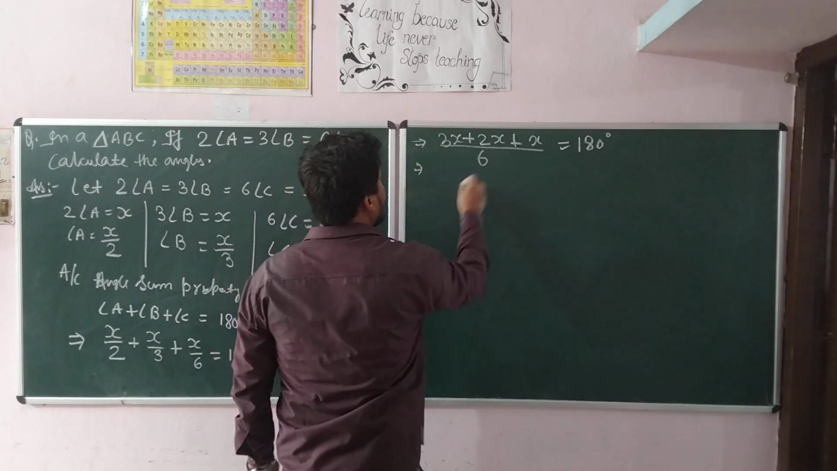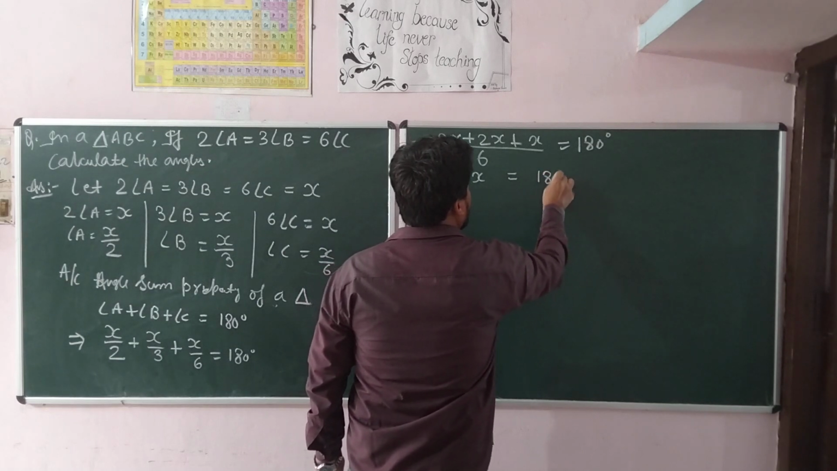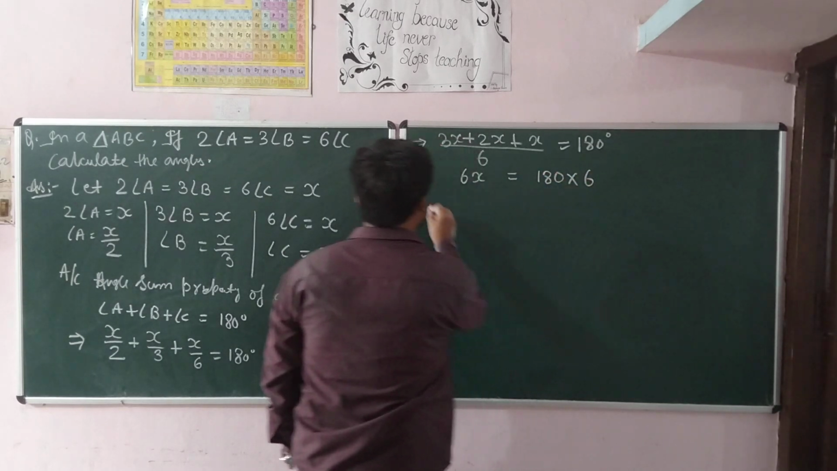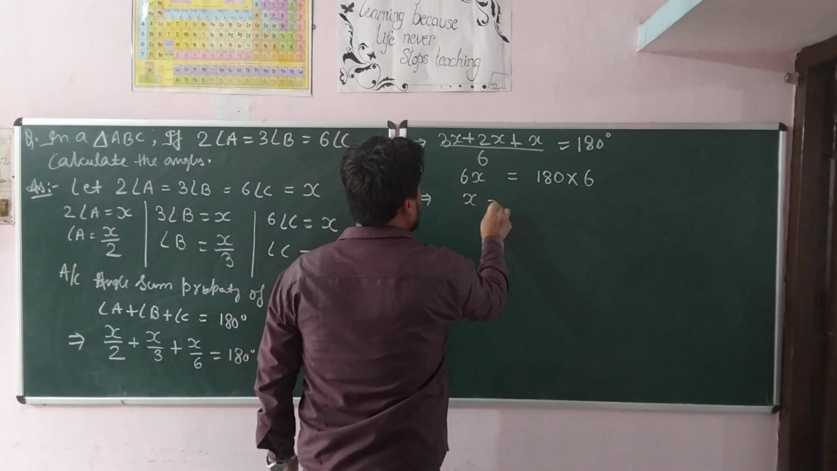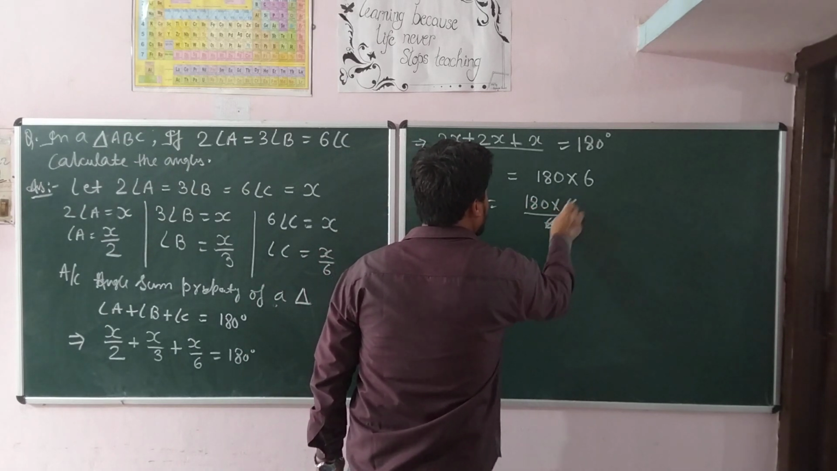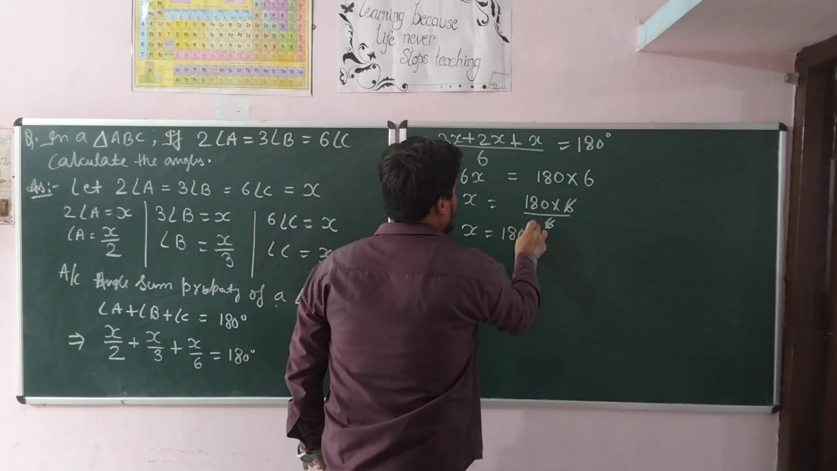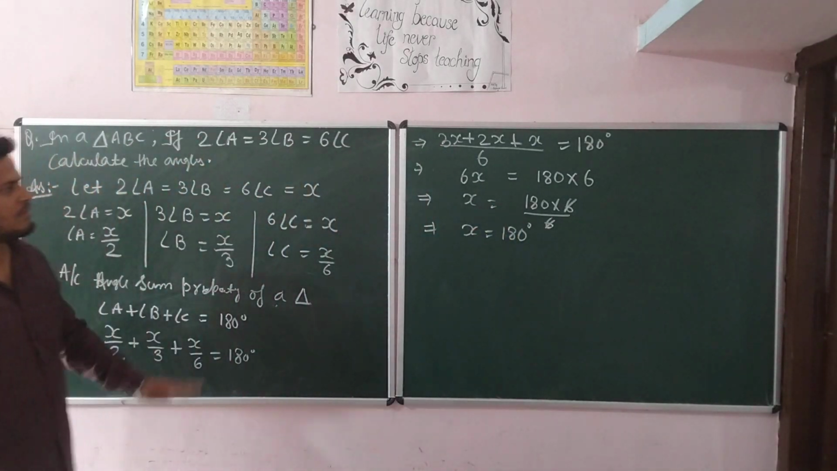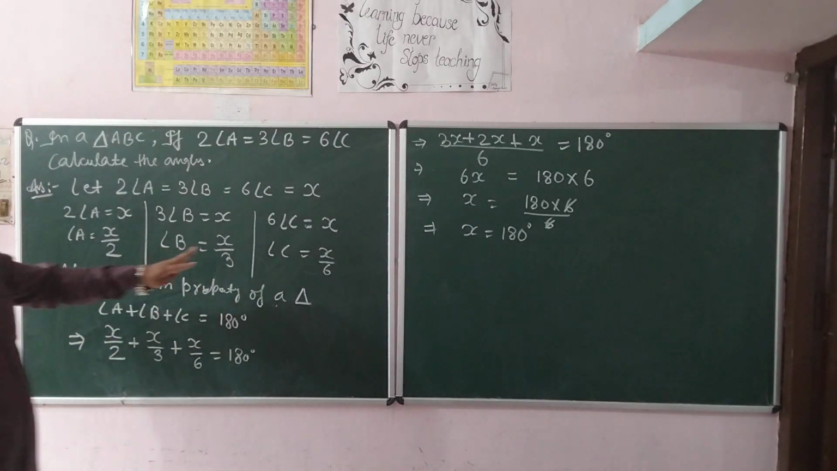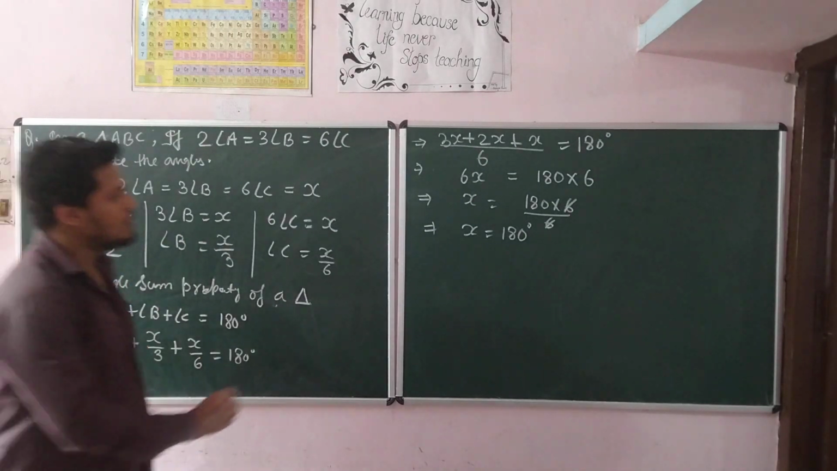3 plus 2 plus 1 is 6, so 6x is equal to 180 into 6. So x is equal to 180 into 6 divided by 6. So x is equal to what? x is equal to 180. Now we have the value of x. Now put the value of x in angle A, angle B and angle C, and we can easily find the value of angle A, B and C.